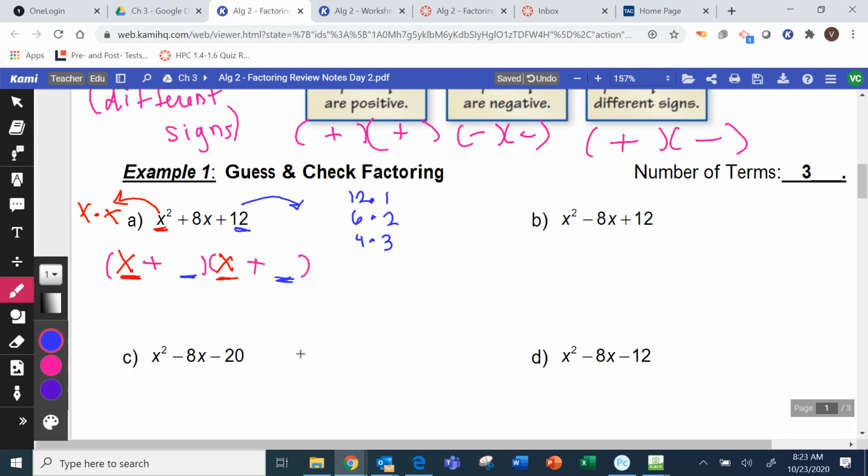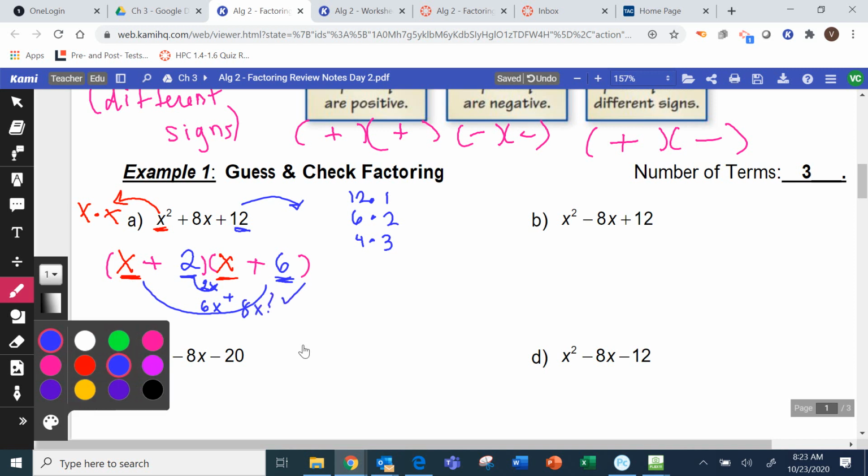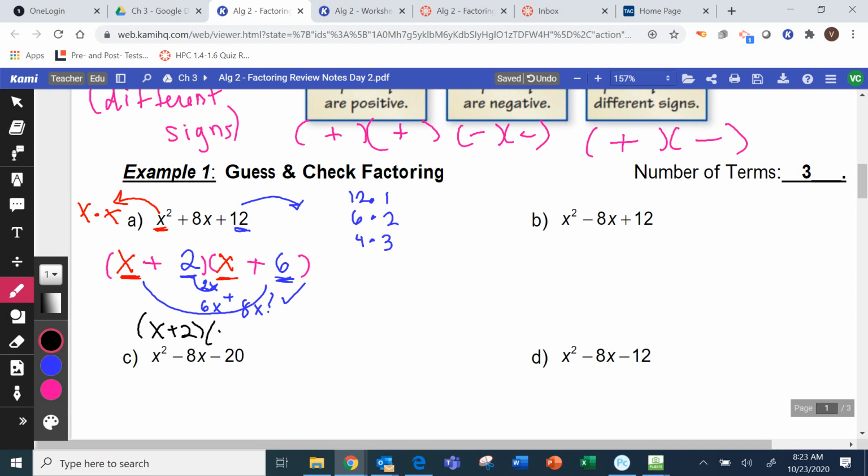Let's try that again. We're going to try it with 6 and 2 or 2 and 6. It doesn't matter which one's in the spot. And then we are going to check, because sometimes we just accidentally make a mistake. So we are going to check. I'm going to multiply these together, and I get 6x. I get 2x. And when I add them, do I get 8x? Yes. So I got to check. So my final factored answer is x plus 2, x plus 6.